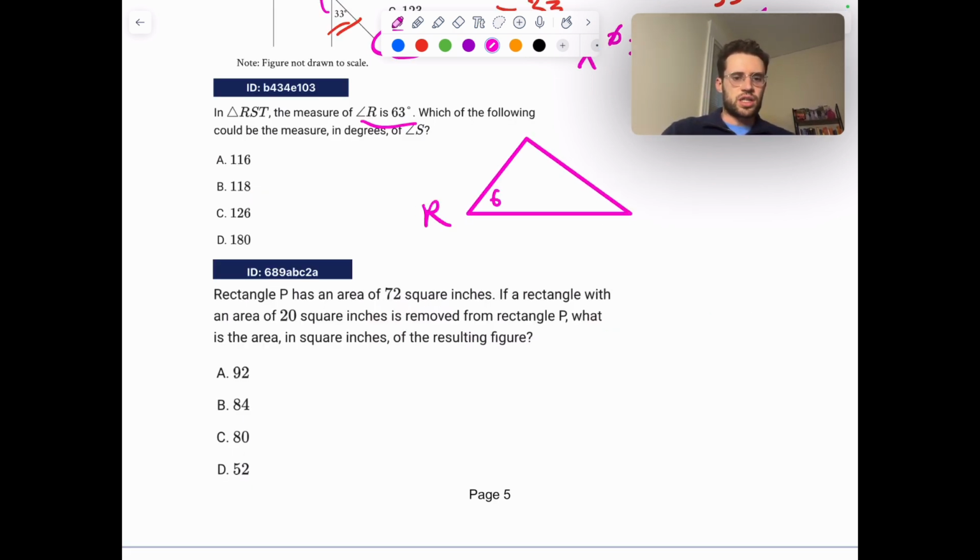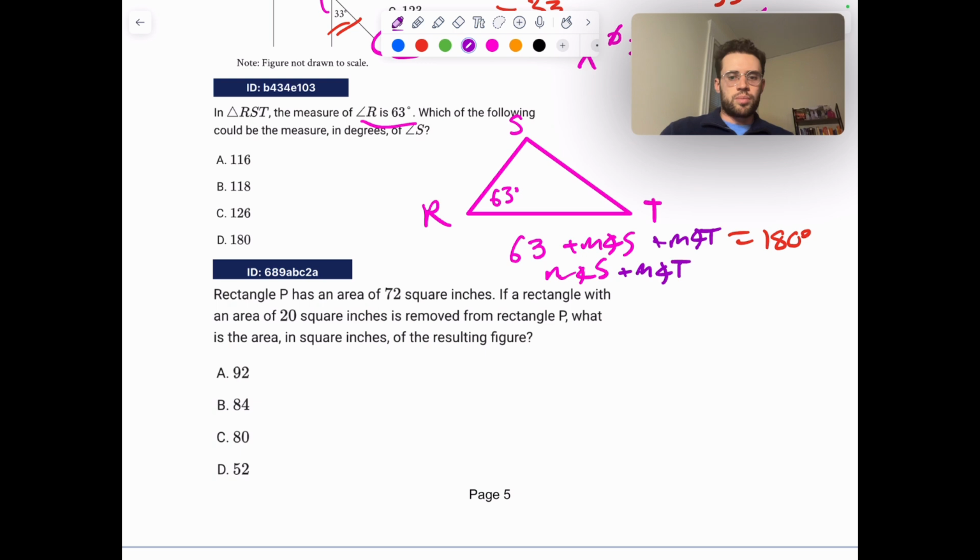In triangle RST, so let's draw a triangle, and not drawn to scale. They give us R is 63 degrees. We don't know what S is, and we don't know what T is. Now, the only thing we know is that all of the angles have to add up to 180 degrees, and you can't have a negative angle with an actual triangle. So 63 plus, we can call it the measure of angle S, plus the measure of angle T, we don't know either of those, would all add up to 180 degrees. That means that the sum of the measure of angle S and the measure of angle T would be equal to 180 minus the 63 degrees that was given.